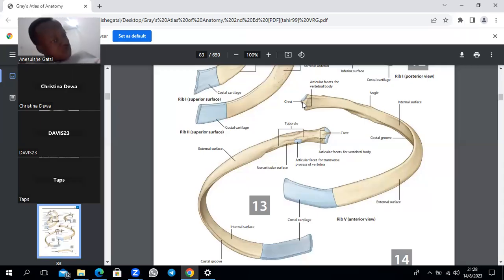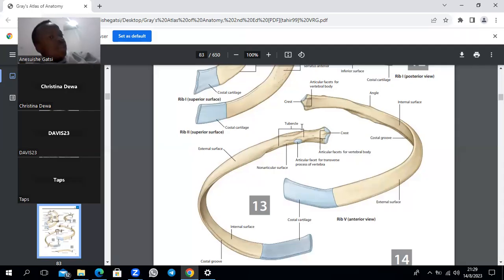What are the 2 facets for? One is for articulation with the vertebra at its level. Then the other one is for articulation with the vertebra above. Right. So that's the head. Then there is a neck. The neck is that part there. Then there is a tubercle. The tubercle has an articular part and a non-articular part. The articular part there will articulate with the transverse process of your thoracic vertebra.